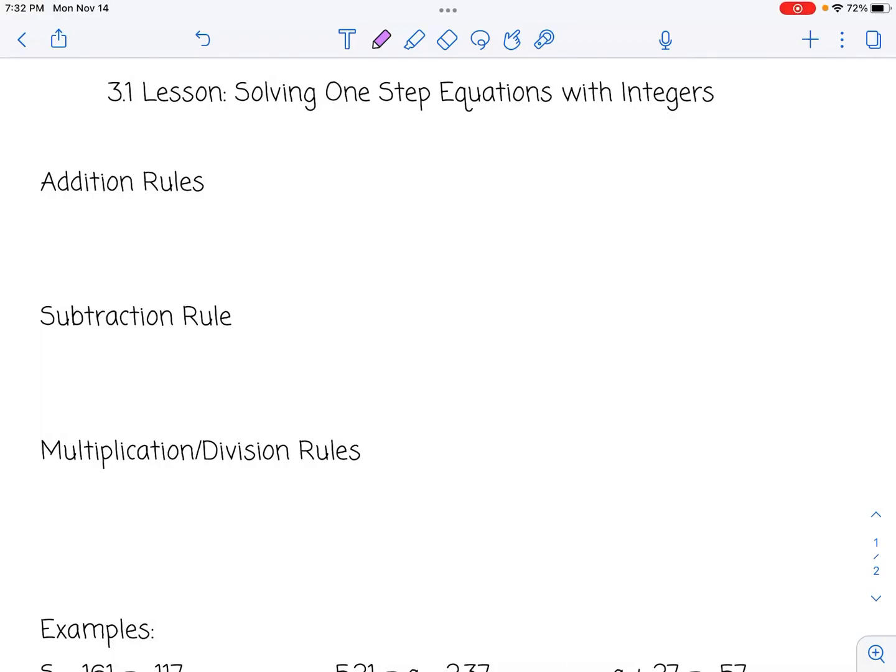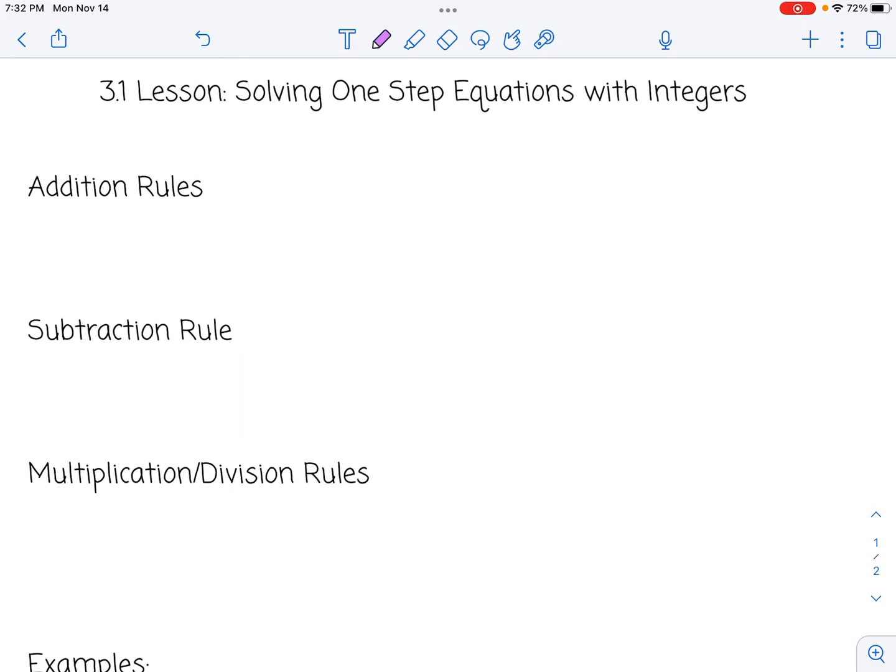In this video, we're going to be talking about how to solve one-step equations with integers. So let's remember our rules.